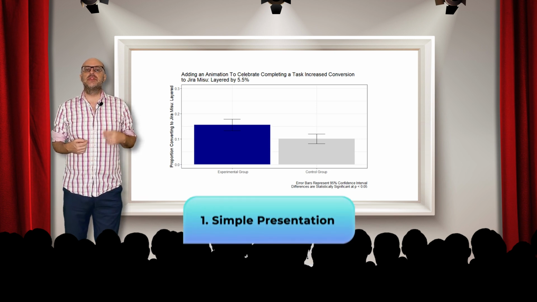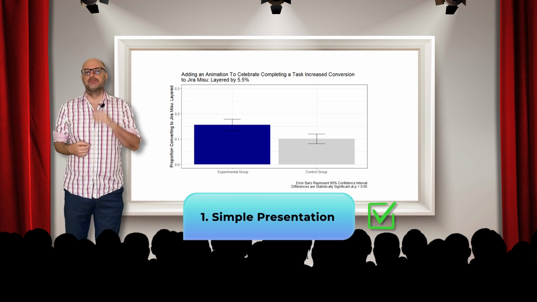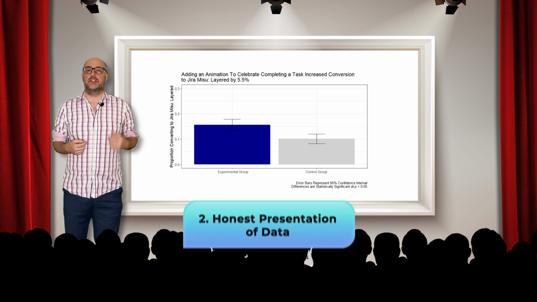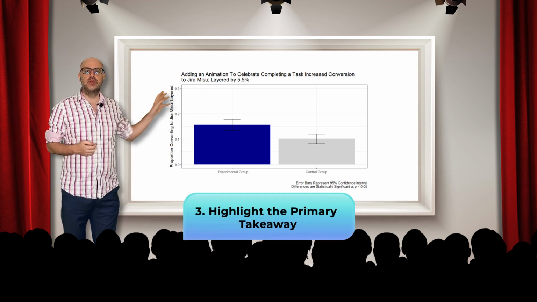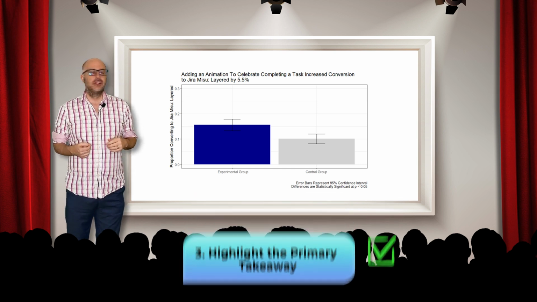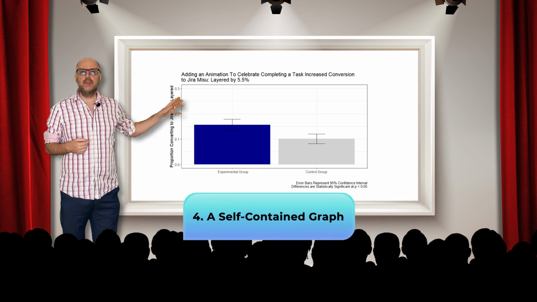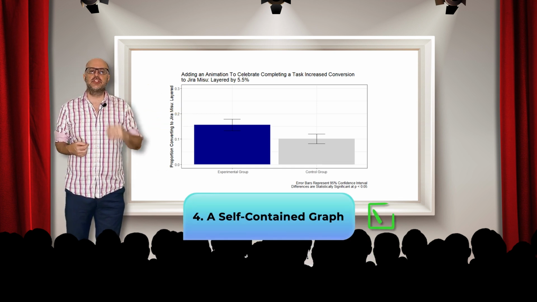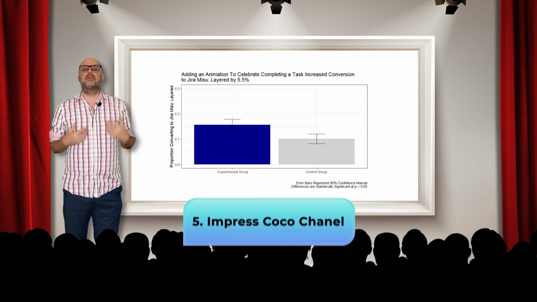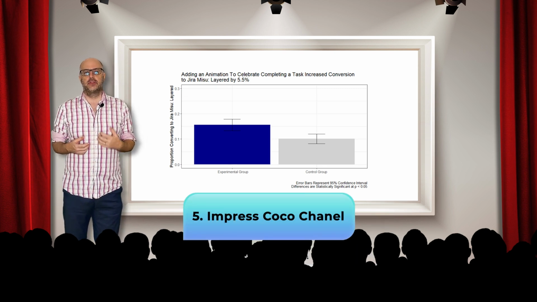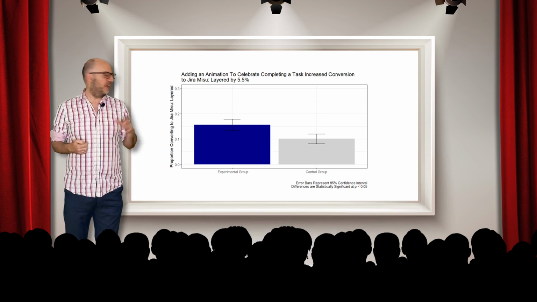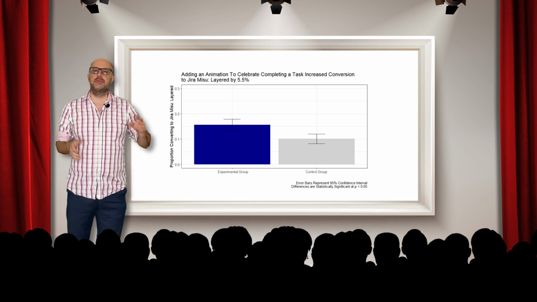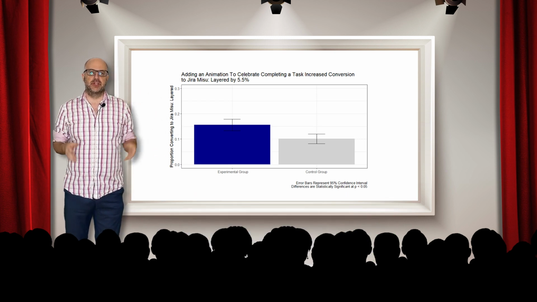Number 1, we use simple data viz here. Check. Number 2, we're honest with our data viz. Check. Number 3, we clearly highlight the important takeaways. Check. The graph is self-contained. Yeah, I wouldn't need anything else to understand this. Check. The graph would impress Coco Chanel, the most important one. And we get a check for this. Although the error bars and captions seem a bit much to me, reasonable people can disagree.